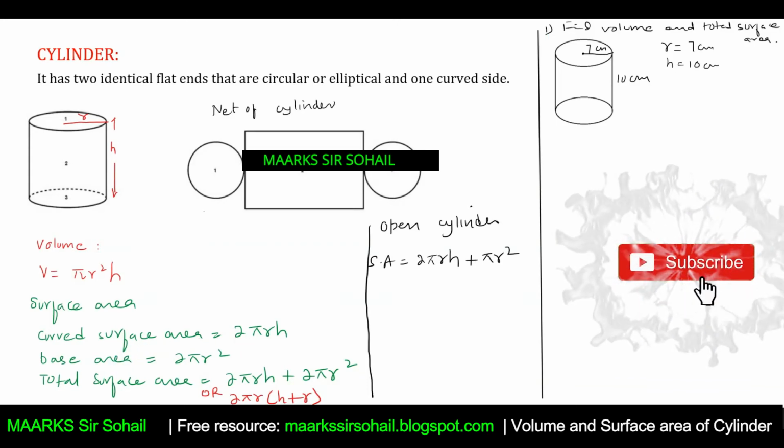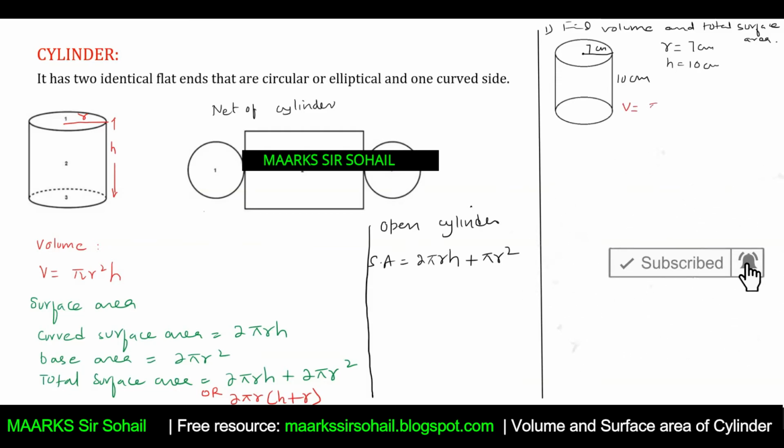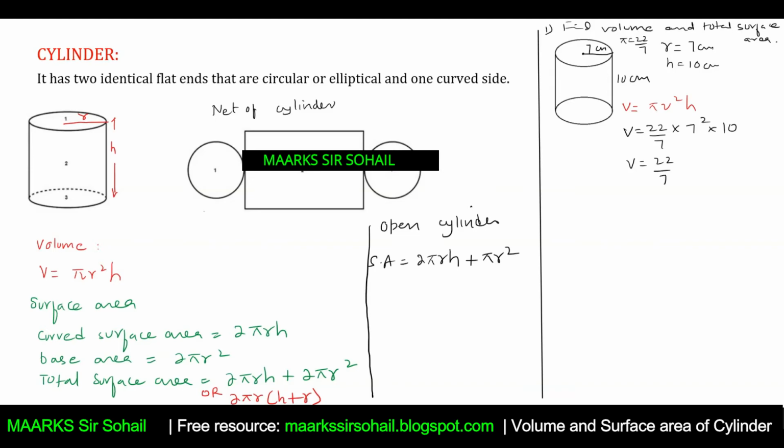I'll use the formula for the volume. Volume equals pi r square h. Let's say pi is 22/7, which is also given. So volume equals 22/7 into radius 7 squared, multiplied by height 10. So the volume will be 22/7 into 7 into 7 into 10. 7 square means 7 multiplied by 7. Now I can cancel 7 with 7 and simply multiply the rest of the values. 22 into 7 is 154, 154 into 10 is 1540. So this is how we can find the volume.